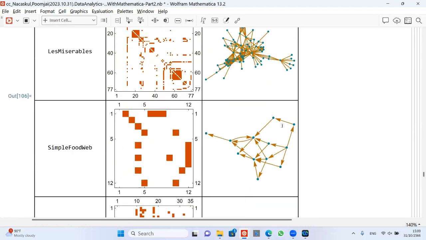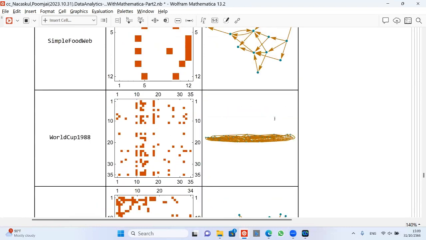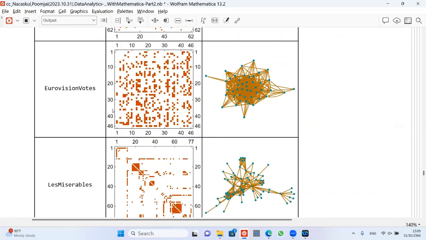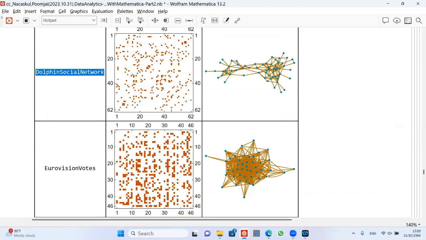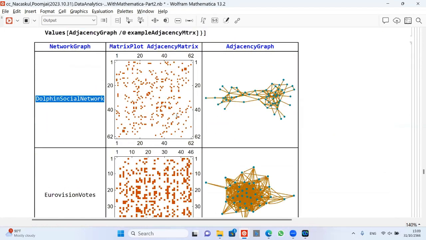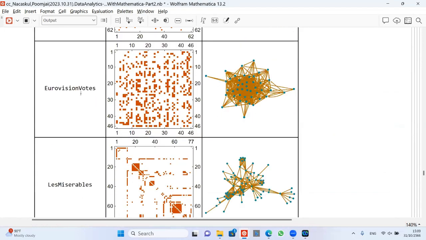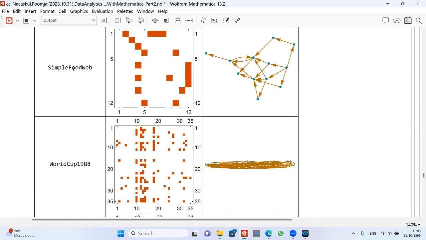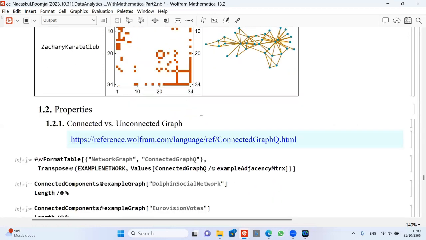Right. So these are my examples, guys. Social network of dolphins. These are dolphins. Dolphins are very social animals, so they know, among the 30 or so dolphins under study, who's friends with whom. This is Eurovision vote. This is Les Miserables, I showed you last time. Simple food web. Okay. Good.